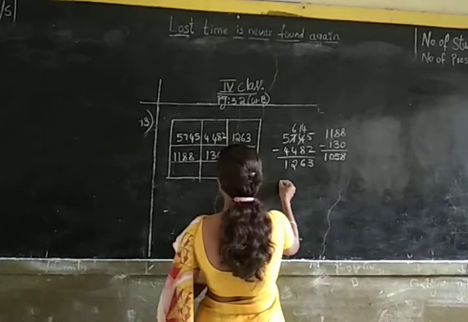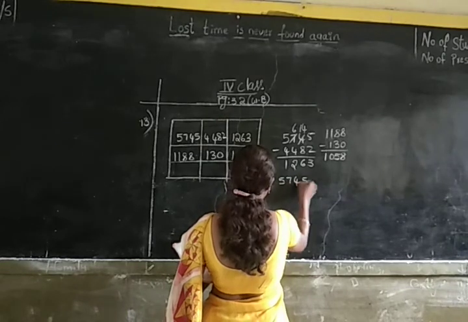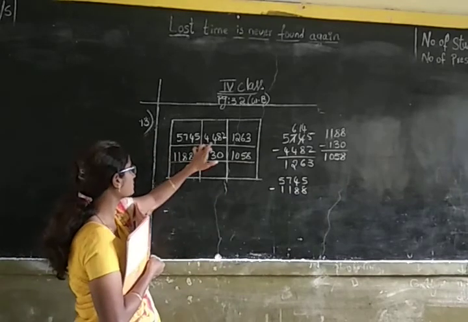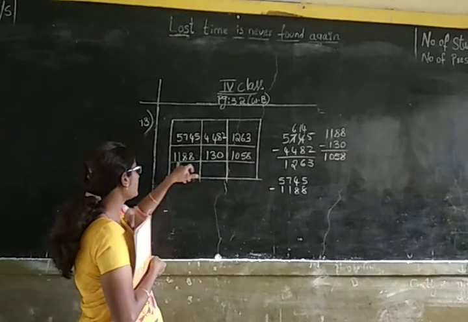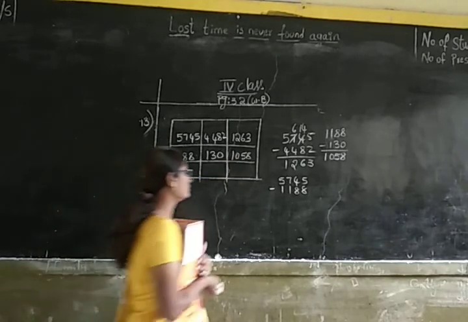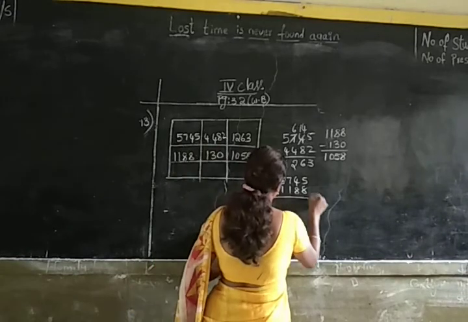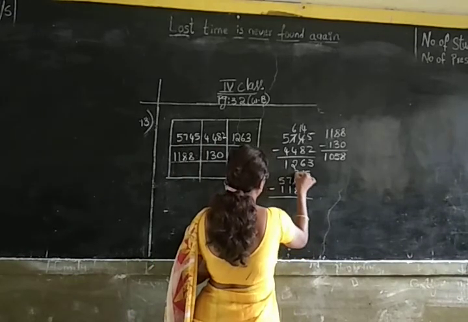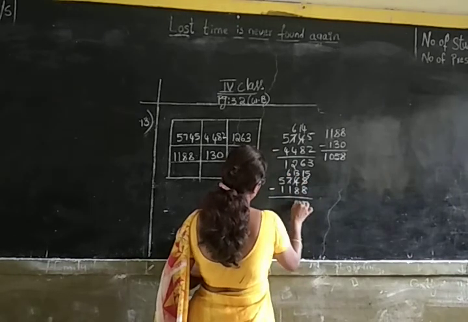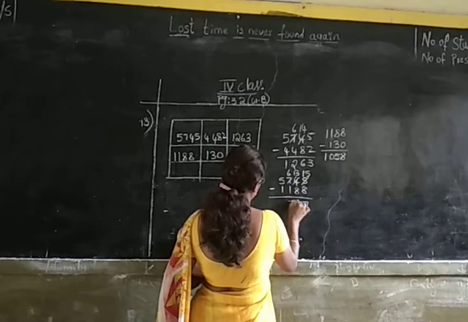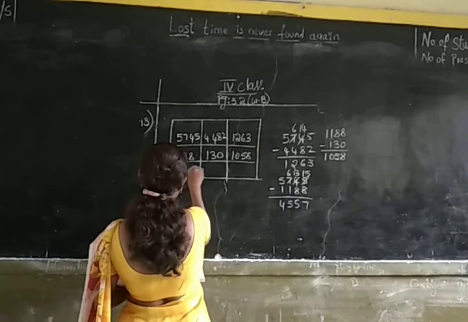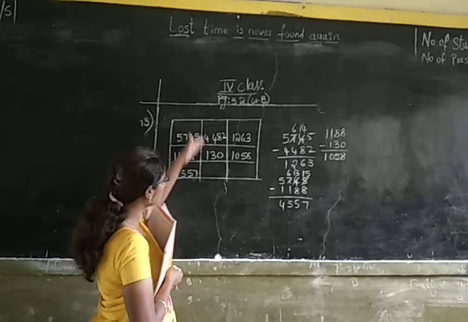Okay, after subtracting these two numbers, you have to subtract these two numbers. That is 5745 minus 1188. Did you understand children? First I have subtracted these two numbers and put the answer here. Then I have subtracted these two numbers and kept the answer here. Now I am subtracting these two numbers. 15 minus 8 is 7 and 13 minus 8 is 5. 6 minus 1 is 5. 5 minus 1 is 4. This is 4557.